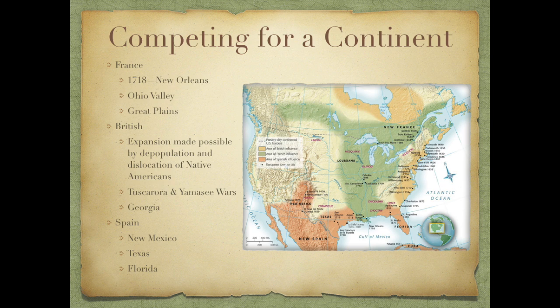British expansion was made possible by depopulation and dislocation of Native Americans for the most part. Disease, environmental change, war, political pressure, all of these things served to diminish the Native American population.